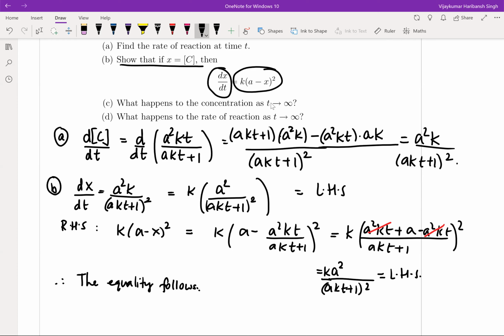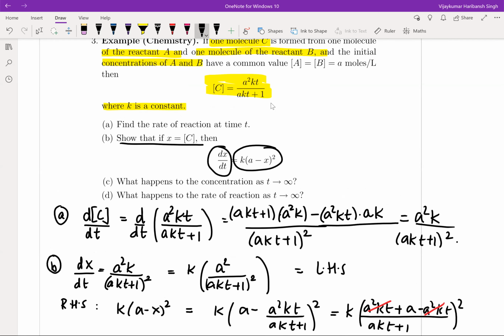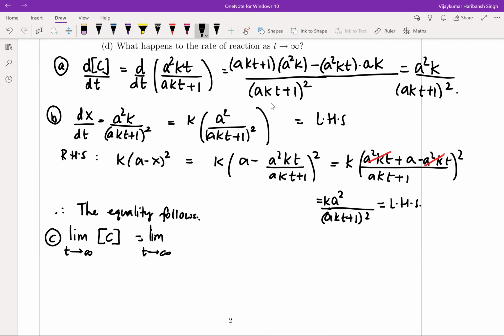Okay. Now let's ask the following question. What happens to the concentration as t goes to infinity? So in this case, we have to take the limit as t goes to infinity of C. That is the same as the limit as t goes to infinity of, what is an expression for C? A square kt divided by akt plus 1. So let's write that down.